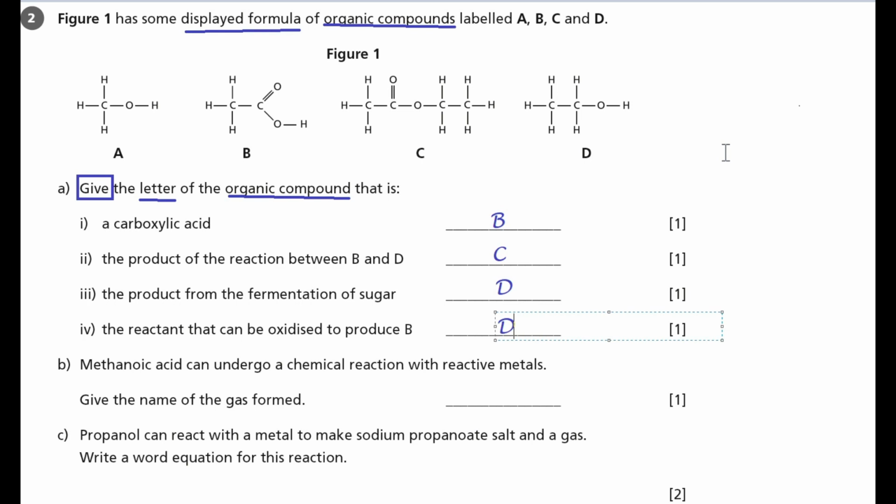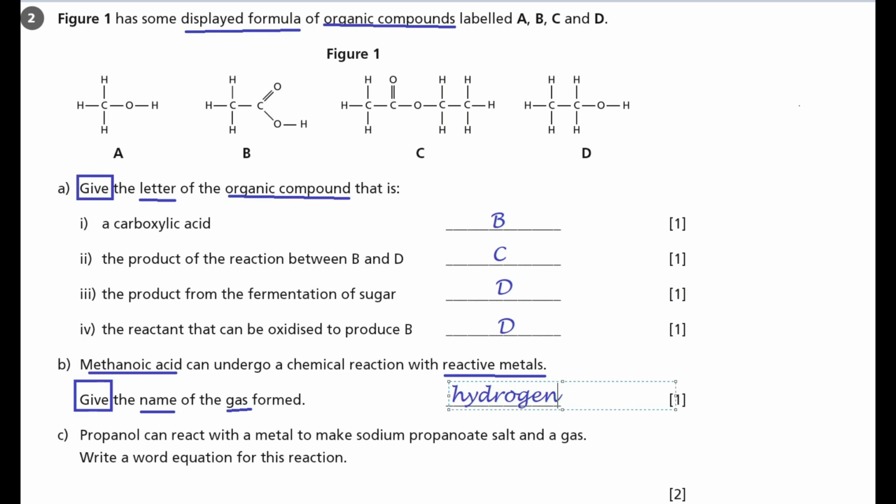Part B. Methanoic acid can undergo a chemical reaction with reactive metals. Give the name of the gas formed. So, what is the command word? The command word is give. And remember, that means state simply. And what we're after is the name of the gas formed when methanoic acid reacts with a reactive metal. Now, any acid reacting with a reactive metal will always make a salt and hydrogen. And it doesn't matter that it's an organic acid, it's still an acid. So the gas that we're going to make is quite simply hydrogen.